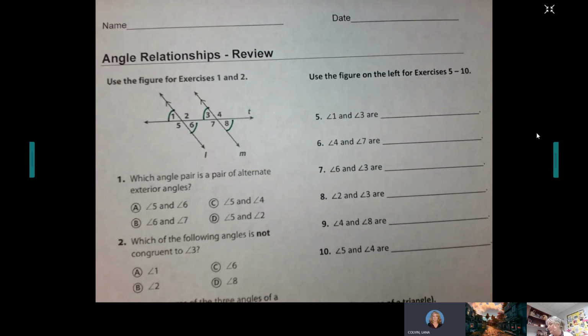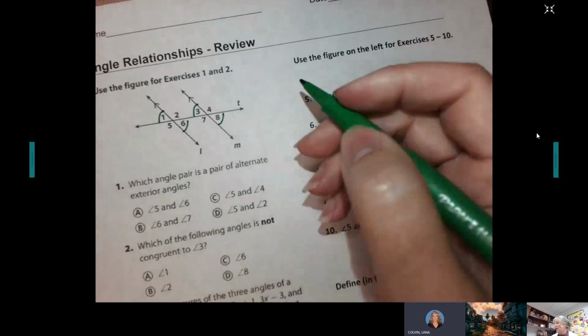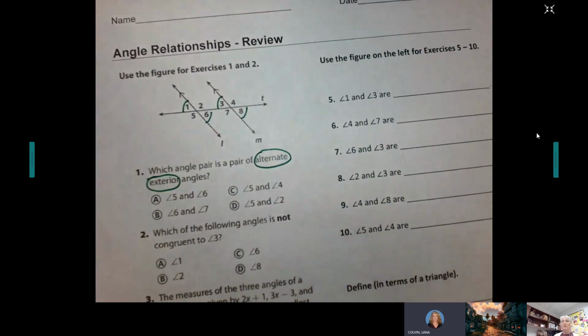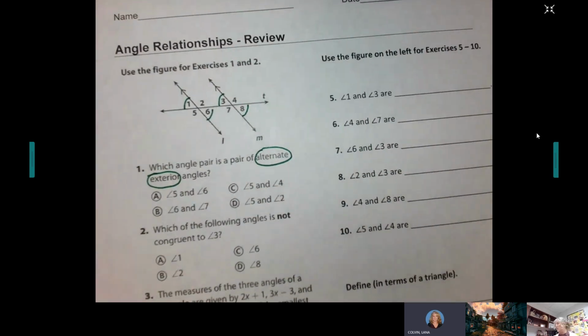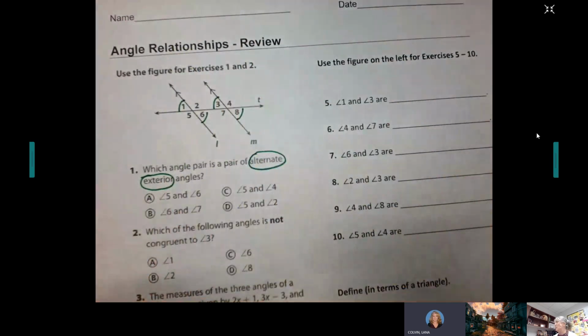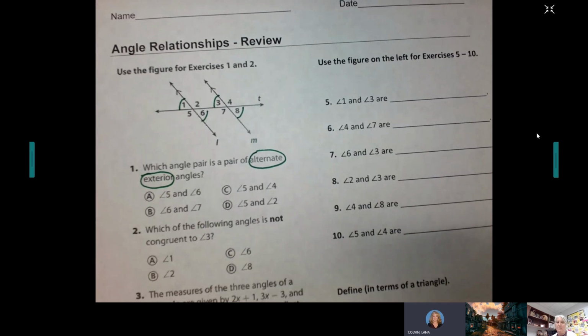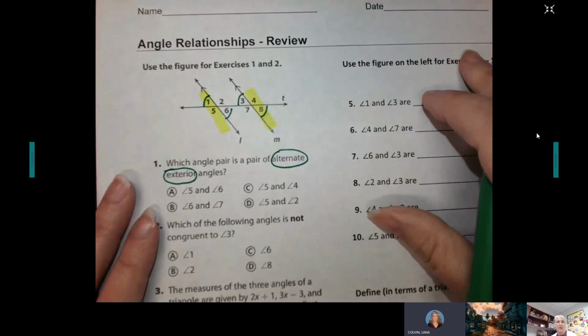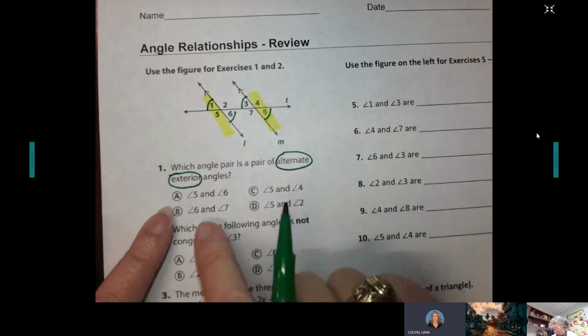Number 1 says, which angle pair is alternate exterior angles? Alternate exterior. Which ones of these angles are on the exterior of the parallel line? Don't look at the answer choices. Tell me which angles are outside of the parallel line. Yes, 1, 5, 4, and 8 are all exterior. You agree? All right, so let's look at my answer choices.